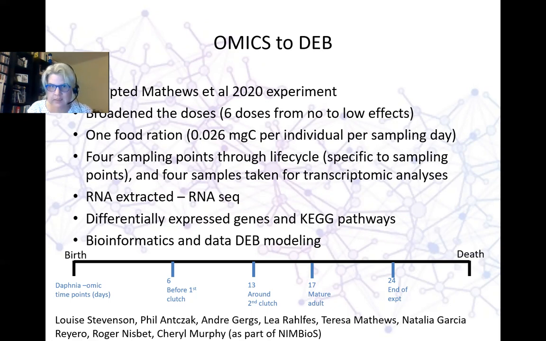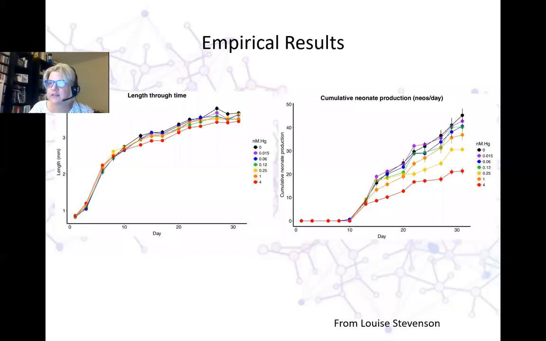And so here are some of the empirical results we got from it. We see there are these subtle effects happening on length through time and the cumulative neonate production. You can see that there are these different doses. We standardized to mercury to do this mixture effect. It is a mixture of things, but we use the concentration of mercury to set up our doses. So we have 6 different doses.